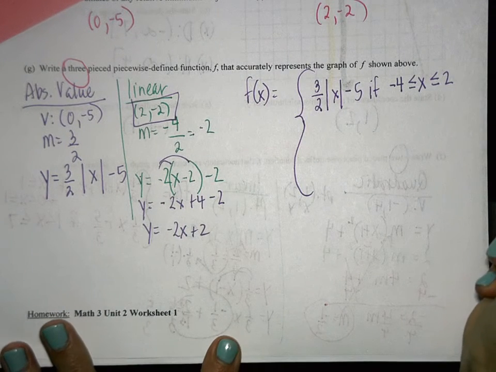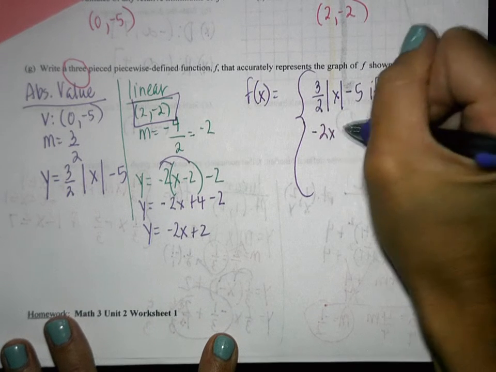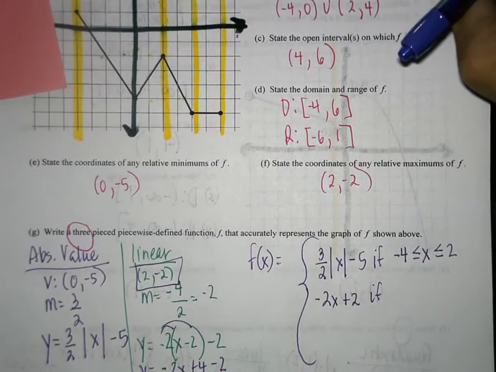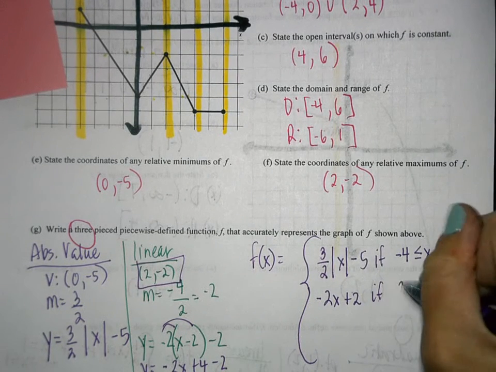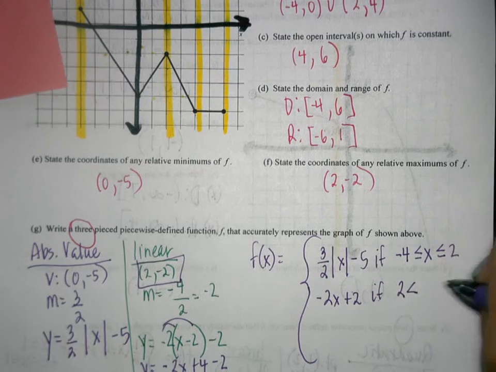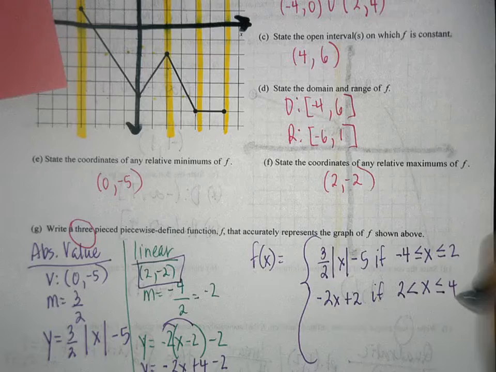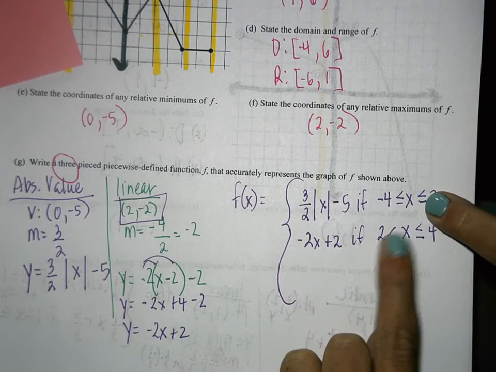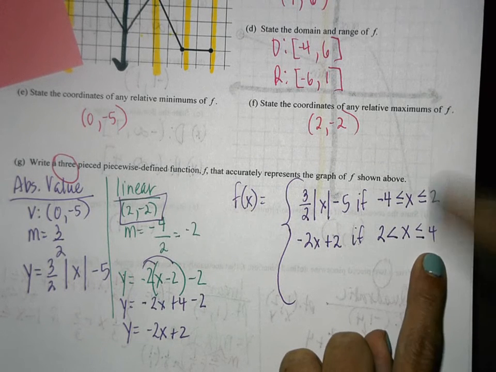So we're going to write that in our function over here. We have negative 2x plus 2 if, and let's look back up, what domain is it here that I would write? Good. 2 is less than x is less than or equal to 4. And again, notice how I have the 2 written twice. One gets the equal sign, one doesn't. You could put the equal sign here and not here. It's up to you. I just normally always put the equal sign on the right side.